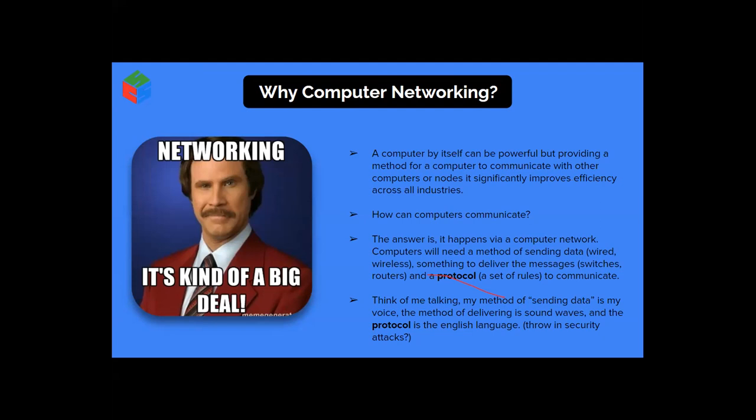So how can we have computers communicate? The answer is it happens via a computer network. Computers need a method of sending data, either wired or wireless, some method to deliver a message, either switches or routers, which we'll cover in a second, and a protocol, a set of rules to communicate. Think of me talking right now. My method of sending the data, quote unquote, is my voice. The method of delivering it is the sound wave that you receive. And the protocol is the English language that we all understand here.